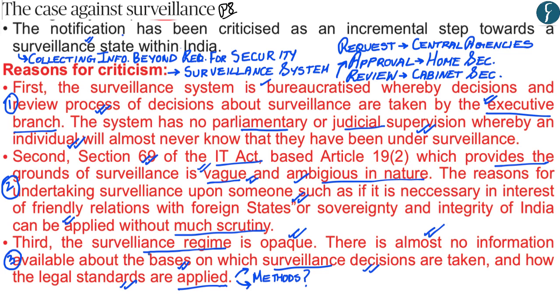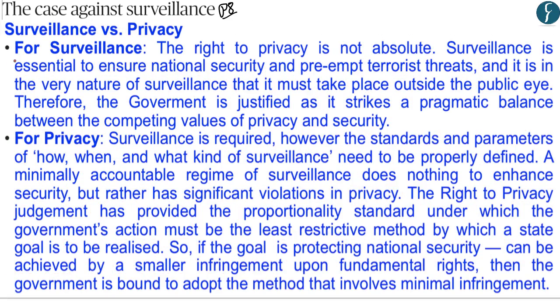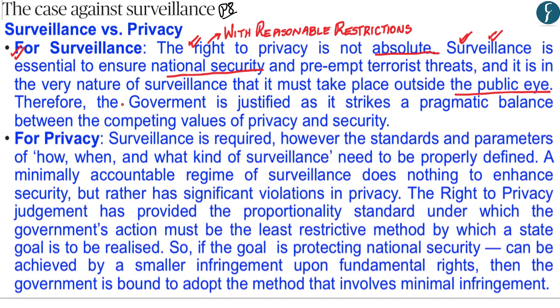Now, let us understand the arguments given by the author with regards to the debate on surveillance versus privacy. We'll first understand the points given by the author in favor of surveillance. Now, the right to privacy is not an absolute right, whereby there are several reasonable restrictions provided on the right to privacy. Now, the author has said that surveillance is an essential feature to ensure the national security of India. And apart from this, surveillance also has to be undertaken outside the public eye. And therefore, according to the author, the government is justified to strike a balance between the competing values of privacy and security, whereby to maintain the national security of India, reasonable restrictions on privacy are required.